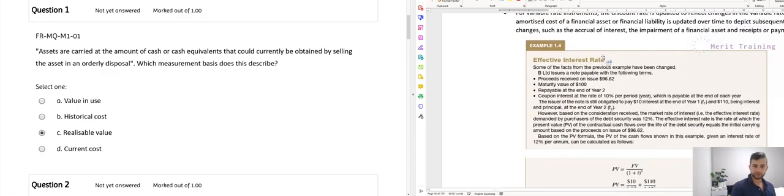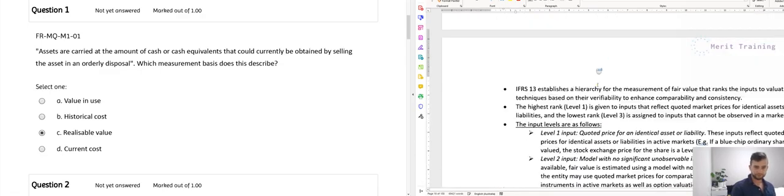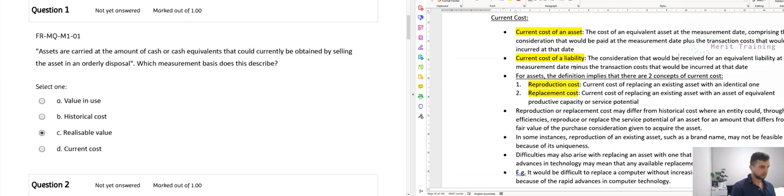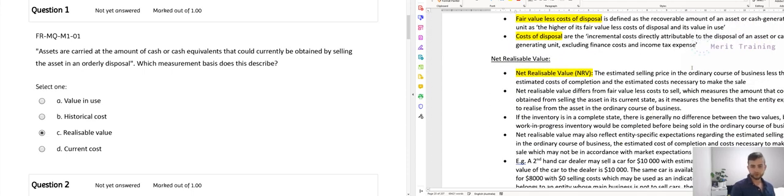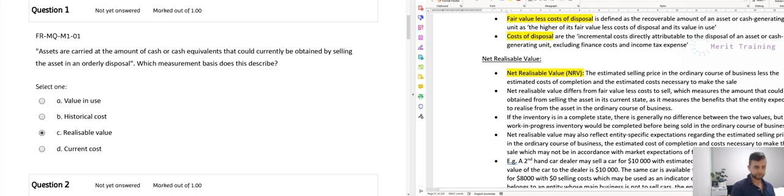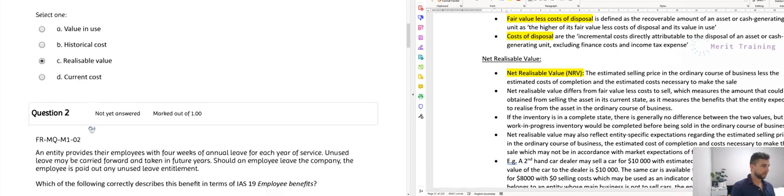So let's just quickly look at the definition of those two. So current cost is the cost of an equivalent asset at the measurement date. So it's nothing to do with disposal, it's more to do with the cost. So by deduction we know that it's realizable value. And we also know that the definition of realizable value is basically what you could get if you disposed of the business in an orderly sale. So that one is C. Now moving on to question 2.